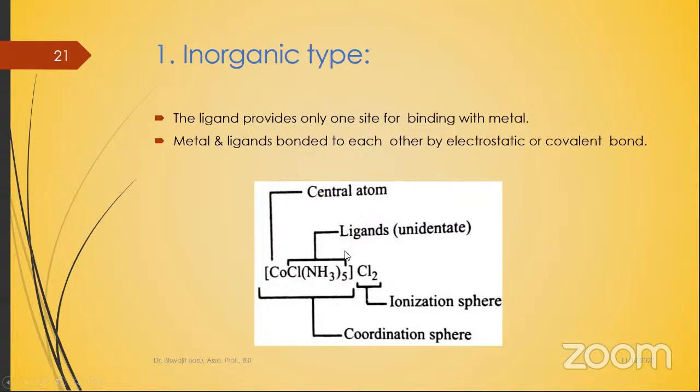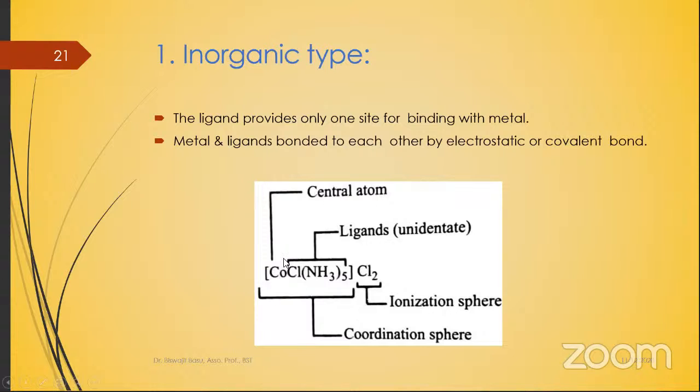This is the central atom. The first sphere is CoCl(NH3)5. This is the coordination sphere. What is the ligand here? Cl and NH3 five, this is the ligand, which is unidentate. And another sphere is there, that is the ionization sphere, that is Cl2.